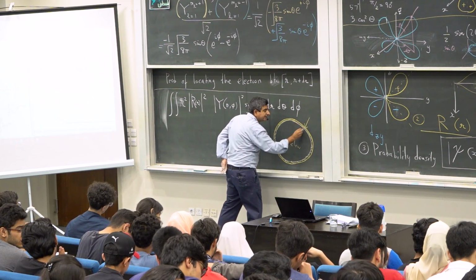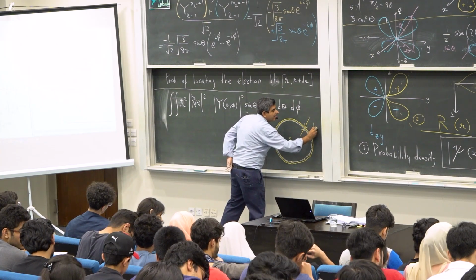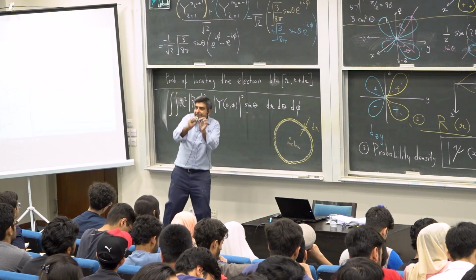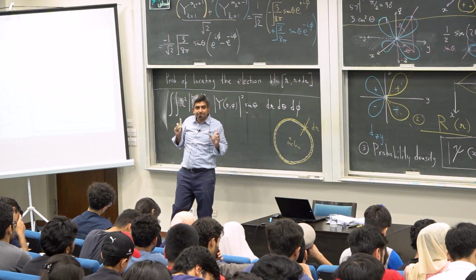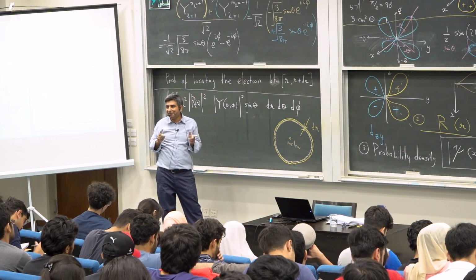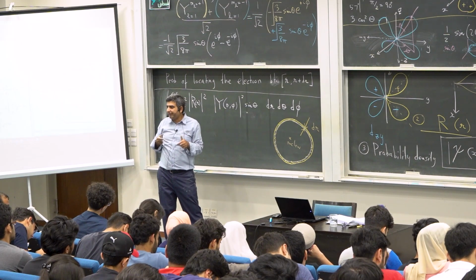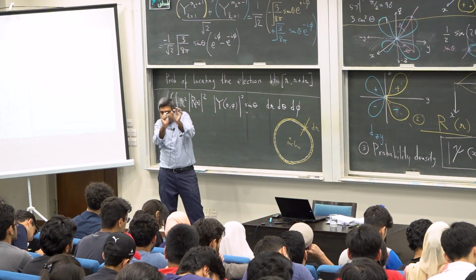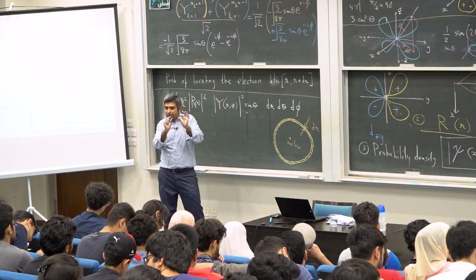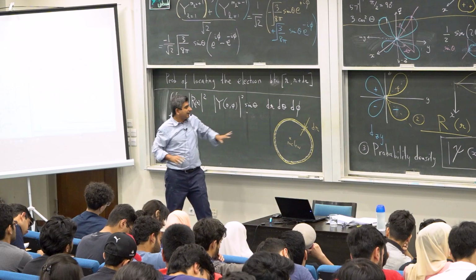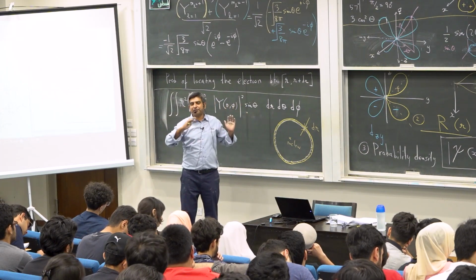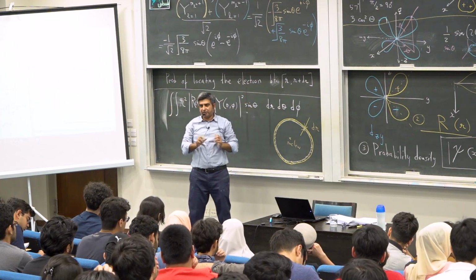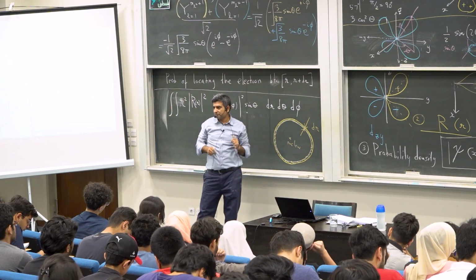The thickness of this shell is dr, and I want to find the probability of locating the electron inside the shell. A thin veneer of a shell, a thin slice of a shell of thickness dr. This is really three-dimensional, but I can't draw spheres on a blackboard, so I'm just plotting a section of it.